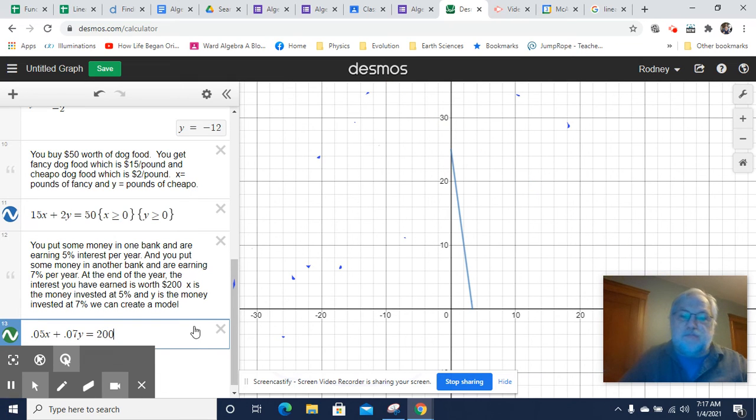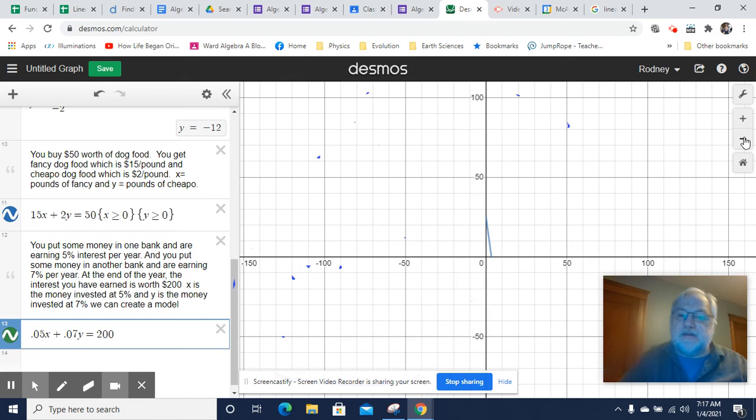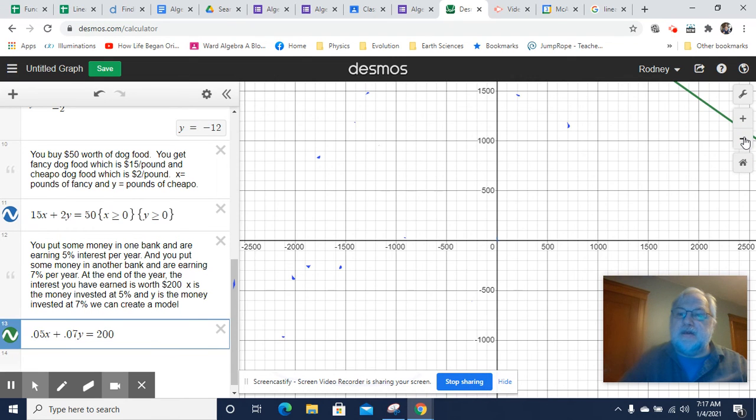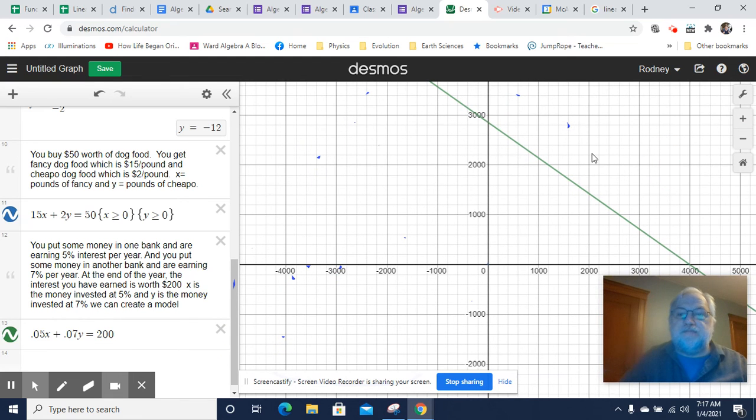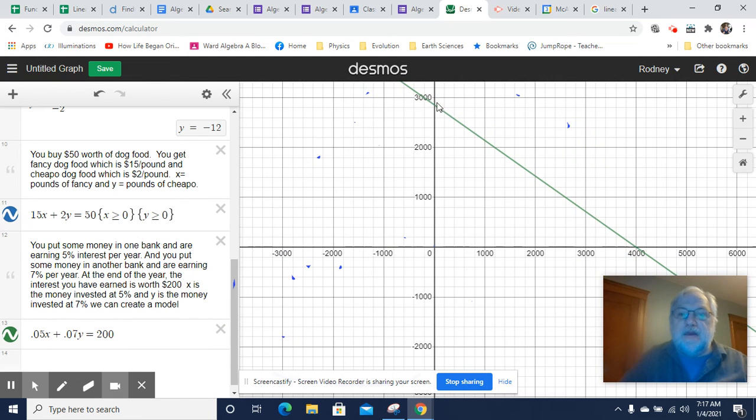Now, as you probably noticed, these are not in standard form. I have to zoom out to get to the graph of this, I believe. There it is. So this will actually give you, if you have invested $0 in the 5% account, that's the X value, you would have had to invest $2,857 and about 14 cents in the 7% account. On the other hand, if you had invested $0 in the 7% account, X, the 5% account money, would have to be $4,000 for you to get to this $200.